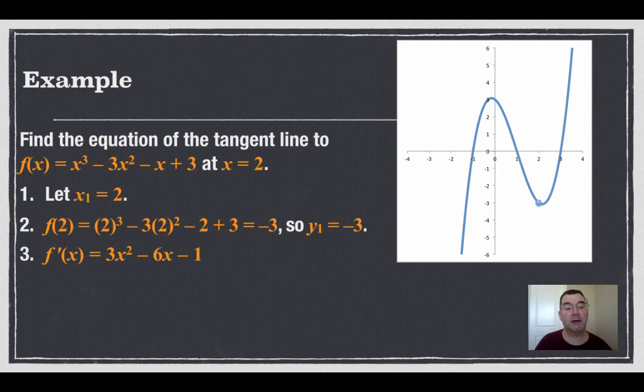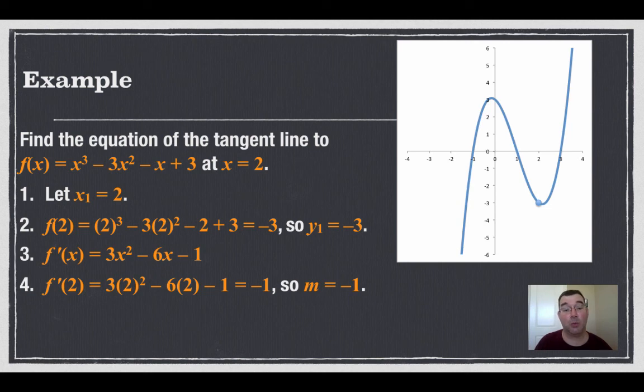The derivative of x cubed gives me 3x squared. The derivative of minus 3x squared gives me minus 6x. The derivative of minus x gives me minus 1, and the derivative of the plus 3 at the end gives me 0. So the derivative of that entire function is 3x squared minus 6x minus 1. All I need to do now is plug in x equals 2, and I get negative 1, which means that the slope of the tangent line is negative 1.